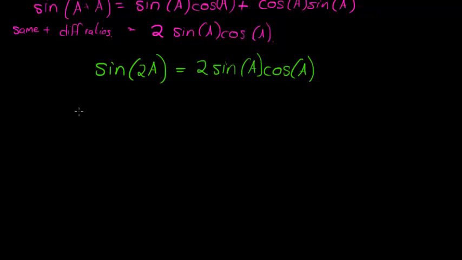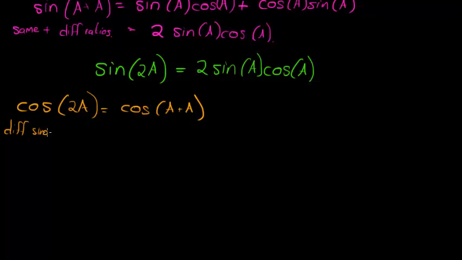How about cos? Is cos any different? Well, cos has a little bit of an extra coolness to it. So cos of 2A would just be cos of A plus A as well. Now we said that sine was same sign different ratios. Cos is then different signs same ratios. Okay, so what we have is that cos of A plus A is different sign same ratio. It starts with cos, so cos starts with cos.